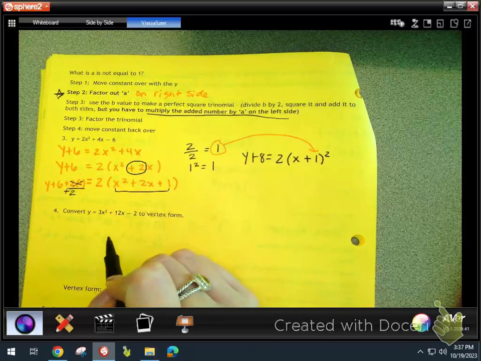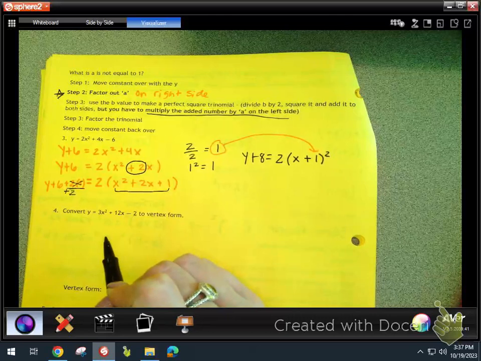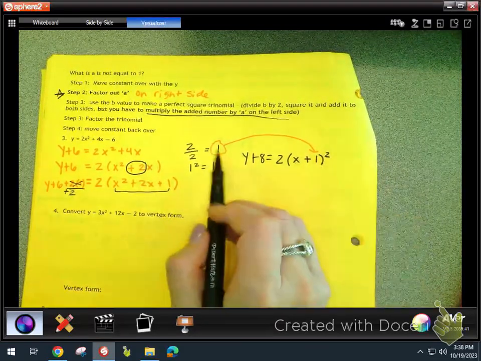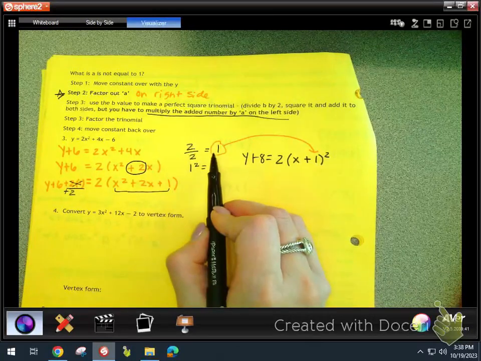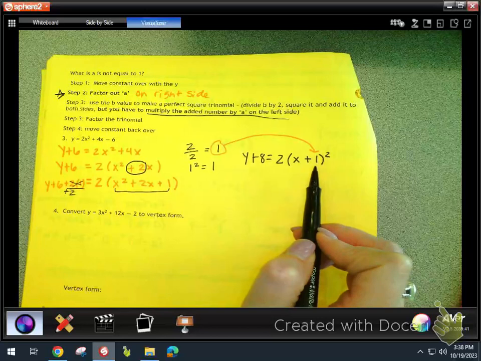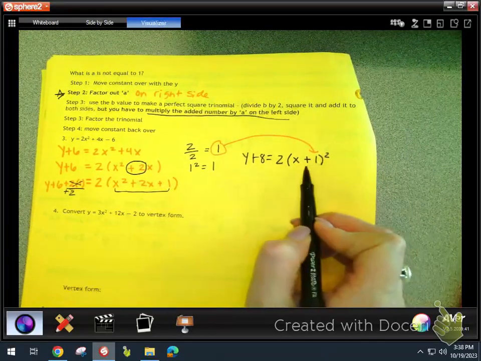Oh, you just didn't show the factoring on a couple of them. I haven't showed the factoring on a couple of them now. I ran out of room, so I had to jump over here. But remember, it's the b divided by 2. That's the number that should be in that binomial squared every time. But if you forget, what 2 numbers multiply to be 1, add to be 2? 1 and 1.